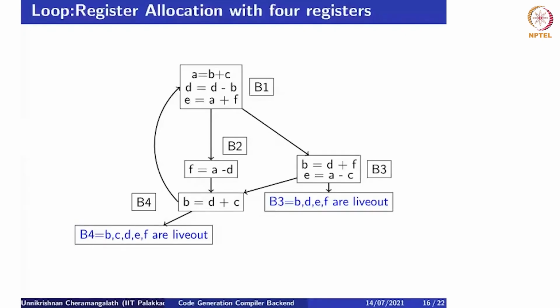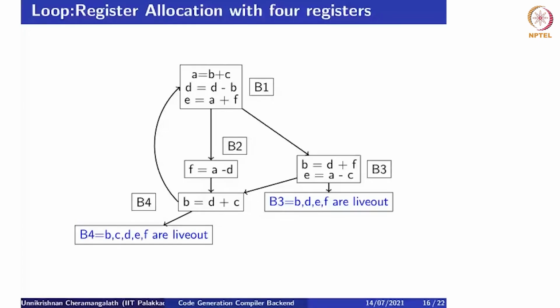Here it's already given that B, C, D, E, F are live out. For B3, B, D, E, F are live out. What is live out? Live at the end of the basic block. And what is the meaning of live? Their value will be used in the future. The current value of these variables will be used before it is defined again. That's also important.